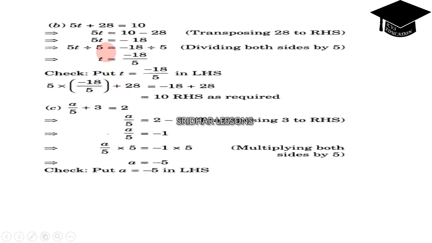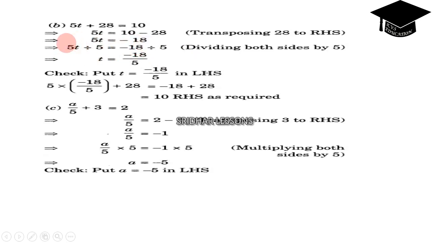Next, question B. 5t plus 28 is equal to 10. I'm sorry, I said minus 10 earlier, it is 10. So 5t is equal to 10 minus 28. That means transposing 28 to the right hand side. So 5t is equal to minus 18.